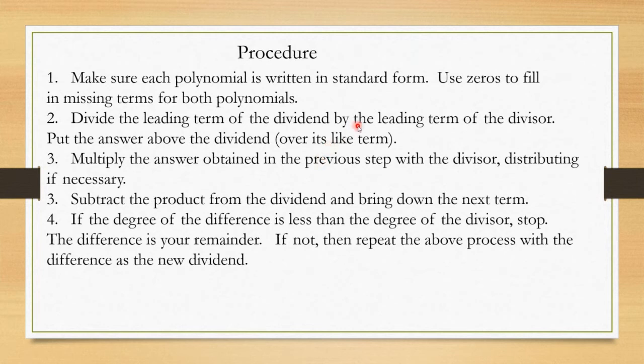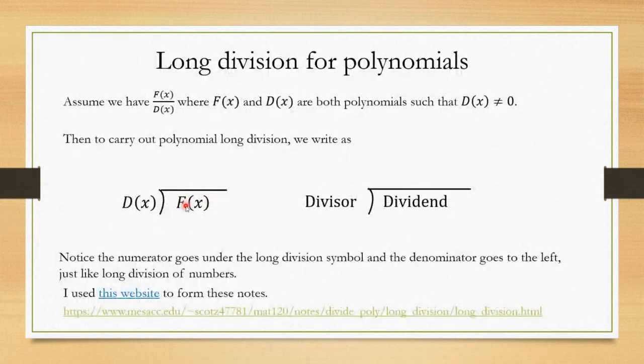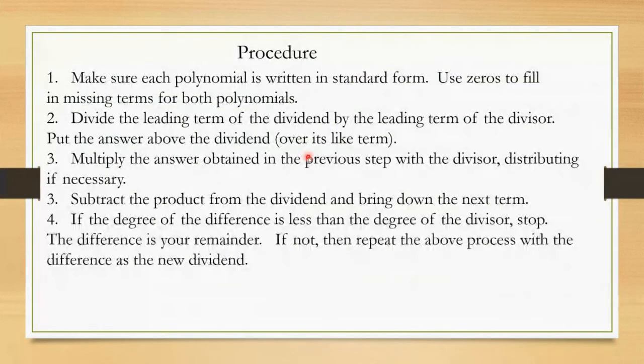And basically what you're going to do is divide the leading term of what's in here by the leading term of this. When you divide, you're dividing monomials, in other words. We've seen how to do that a while ago. The answer you're going to put up here, just like with number long division, over its like term, but then you're going to have to multiply and subtract, just like with division of numbers.